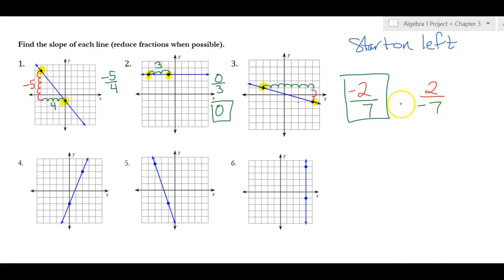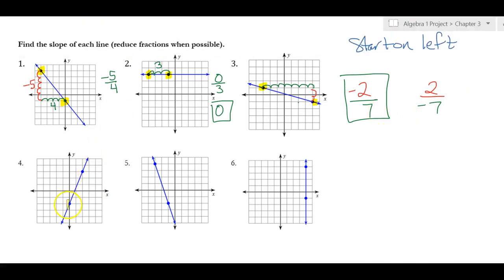The only issue is if it was a negative 2 over a negative 7, I don't want to do that. You would keep that as a positive 7, okay? But that's not the case for this one. It is just a negative 7. So you can leave it like this also. All right, so let's look at 4.